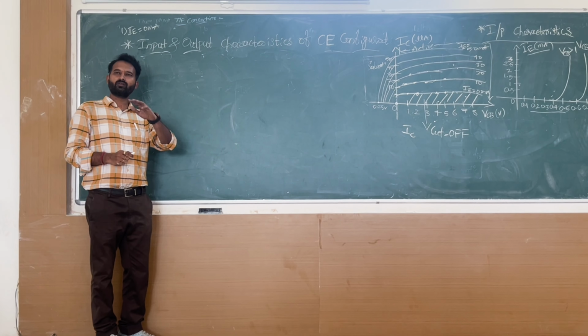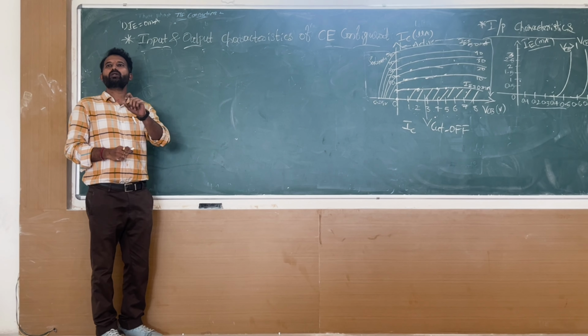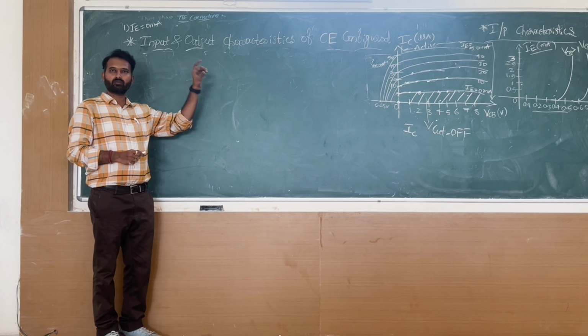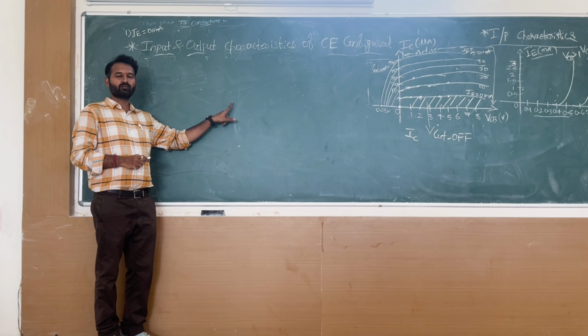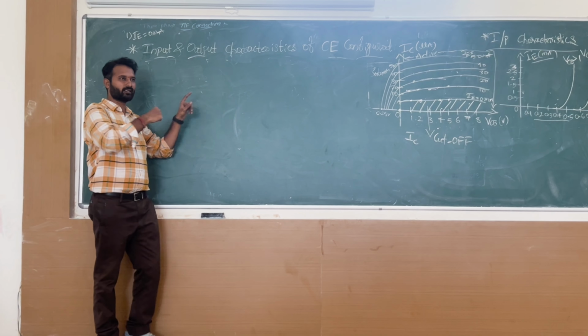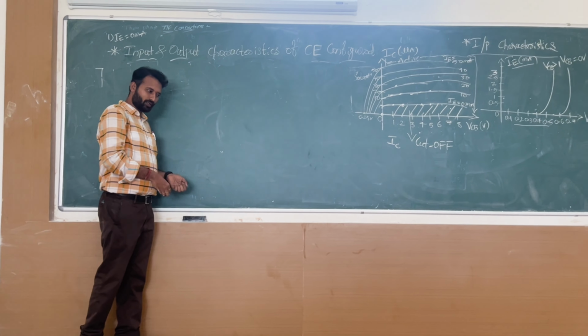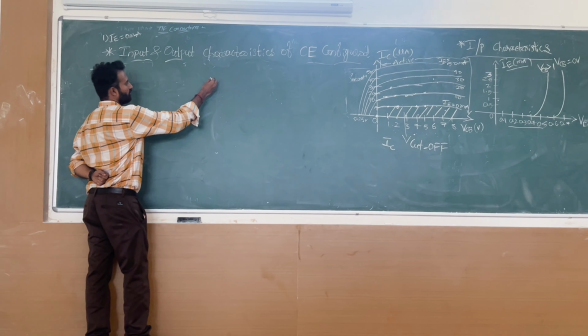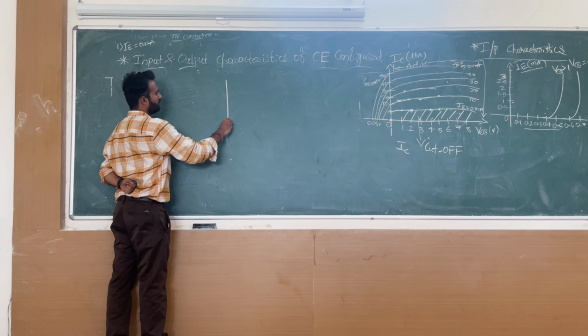The other configurations are there, what do you do? You draw the symbol vertical. You draw your symbol vertical. In common base, I have drawn the symbol horizontally. So now what is the next topic?